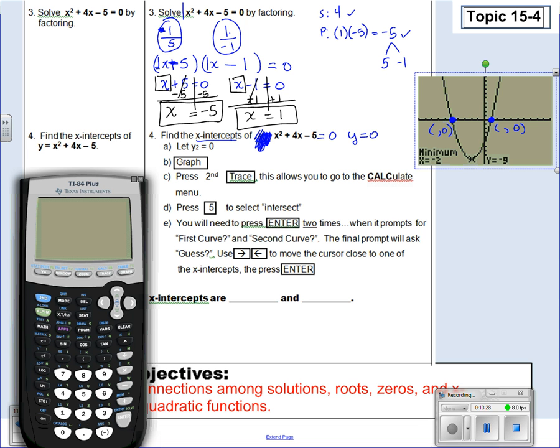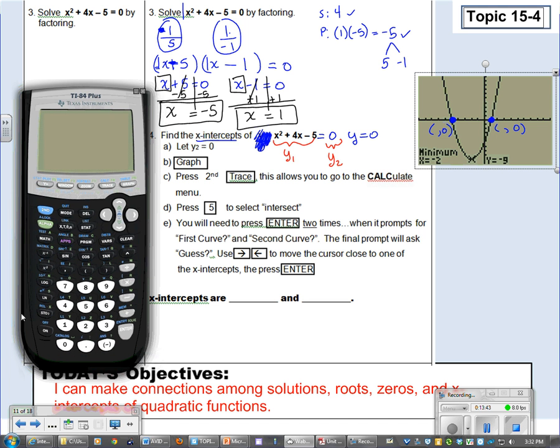To use the calculator, we already have the x squared plus 4x minus 5. This is in our y1. What we're going to do is put the y value of 0 in our y2. So that is step A. Let's go on back. We go to y equals. Our first equation is already in there. Y2, we're going to let equal to 0. Press enter. Now we're going to do second trace. That's so we can get back to the calculate button.